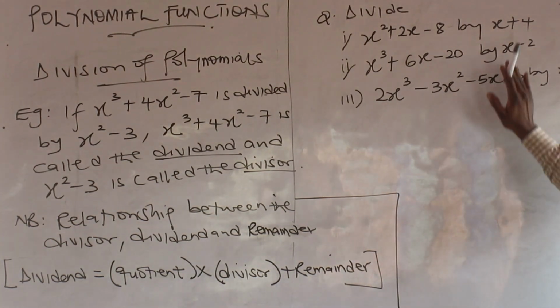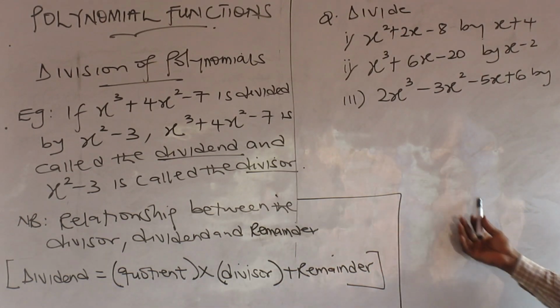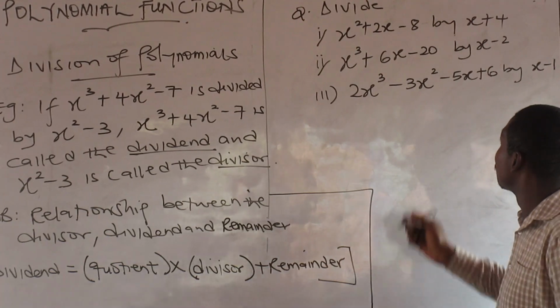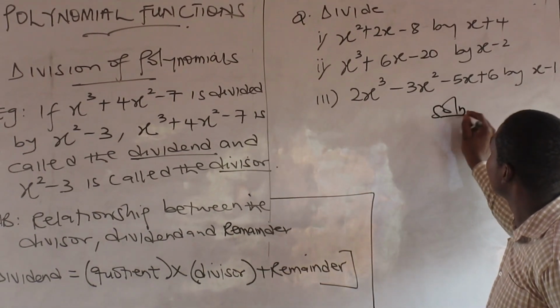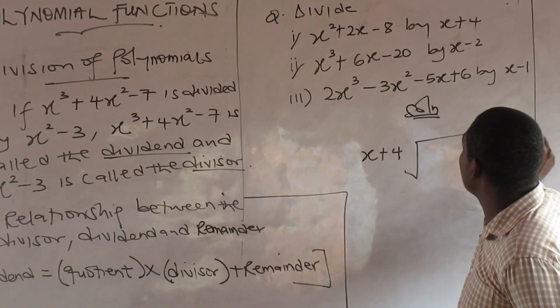Now we have to learn how to divide polynomials before we do application. If you cannot divide, the application will be very difficult for you. Now let's start. We have x plus 4. We use the long division method.